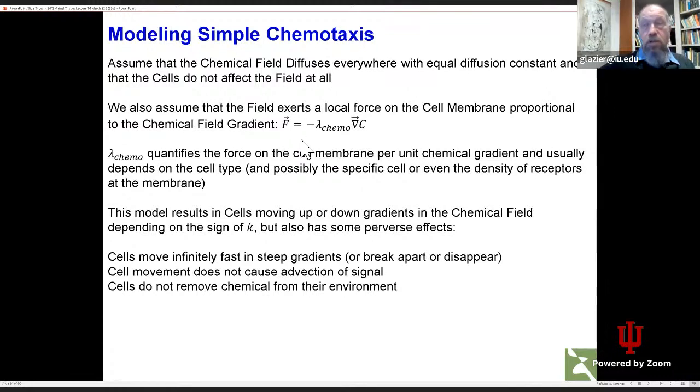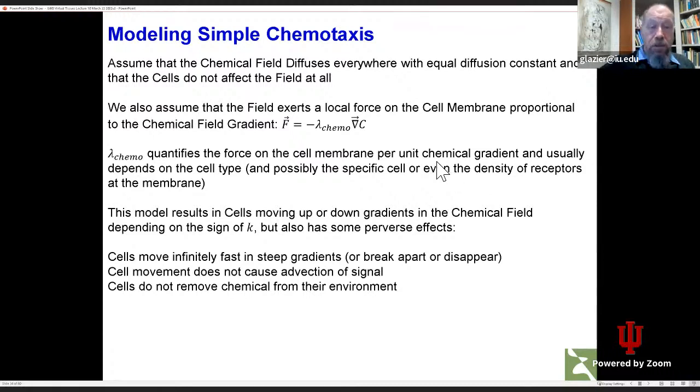And so the simplest assumption we're going to make is that the force on the cell boundary is a constant, a chemotaxis constant, lambda, times the gradient of the chemical concentration. And so then lambda chemo is the force on the cell membrane per unit chemical gradient. And in reality, that would be a rather complex function of the cell type, the density of receptors, the energy level of the cell, the cell's history, and so on.